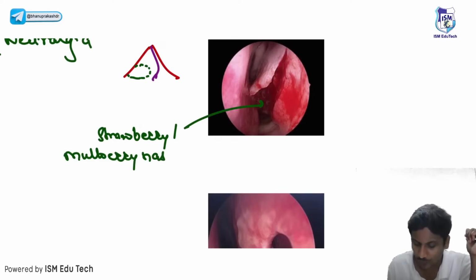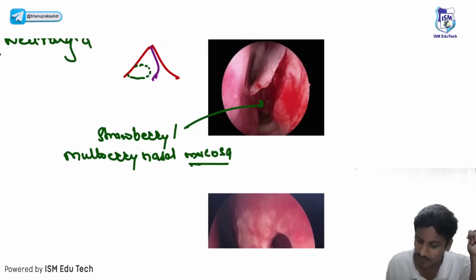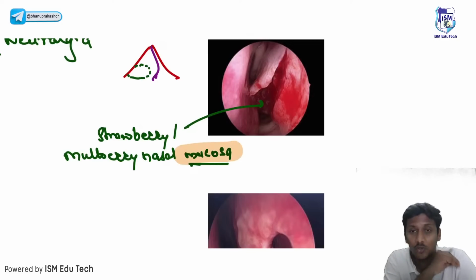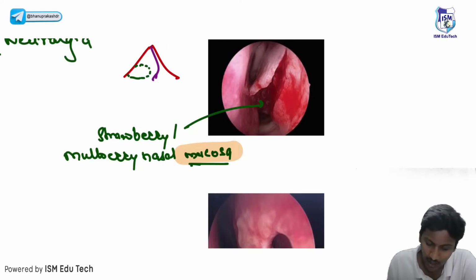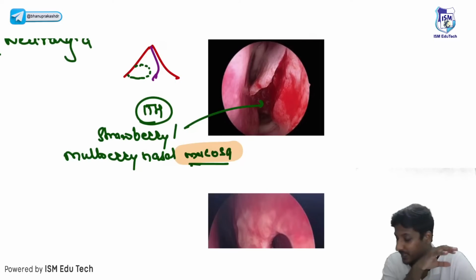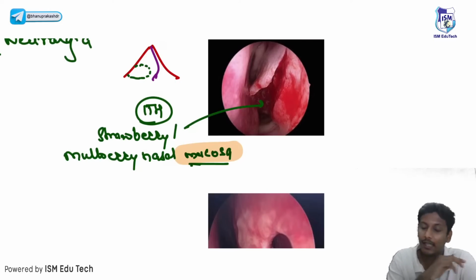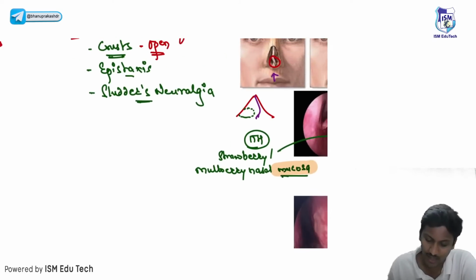So this is what is called strawberry or mulberry nasal mucosa. If they ask you about strawberry or mulberry nasal mucosa, it is not a nasal mass, because this is the basic difference. If they say strawberry or mulberry like nasal mucosa, then your answer should be ITH, that is inferior turbinate hypertrophy, which is seen in conditions of deviated nasal septum. But if they say strawberry or mulberry like nasal mass, then what would be your answer? Please let me know that in the chat box.